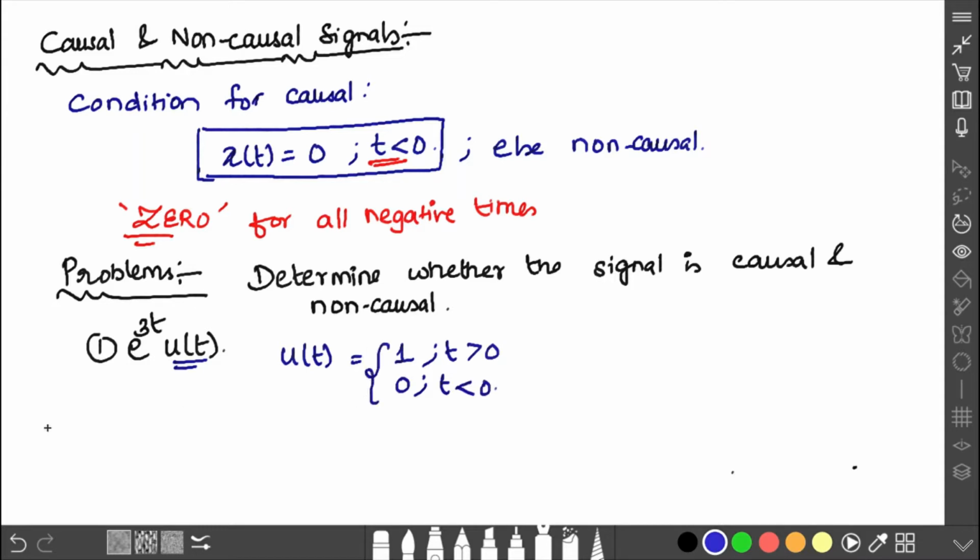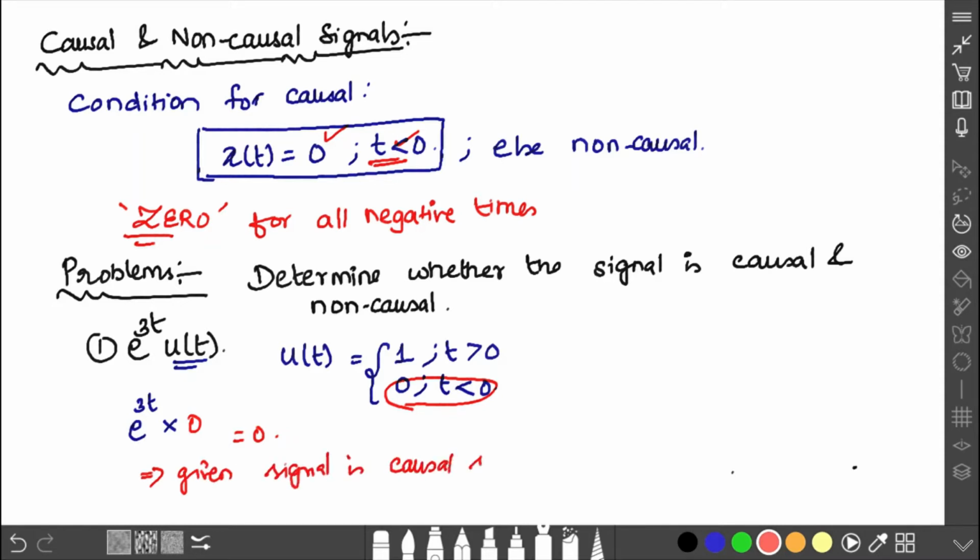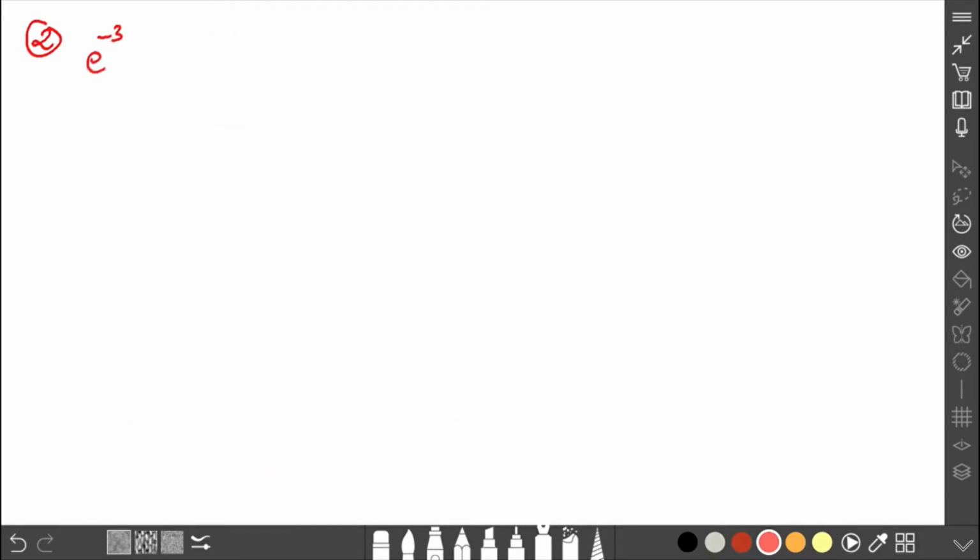Already we have seen in standard types of signals what u of t is. u of t is a unit step signal which gives a value of 1 for t greater than 0 and 0 for t less than 0. Our condition here is it should be 0 for t less than 0. So when substituting, the value for the given signal is 0. Hence the given signal is a causal signal.